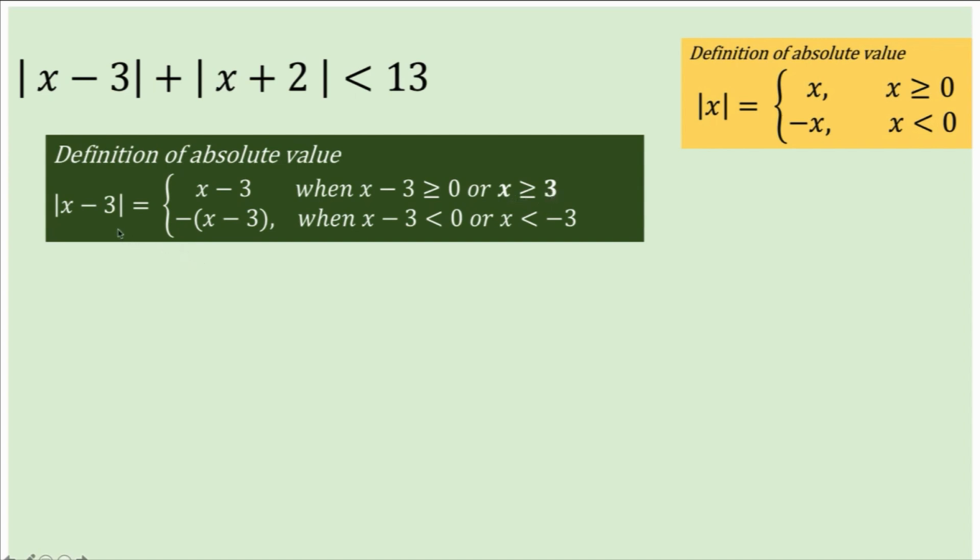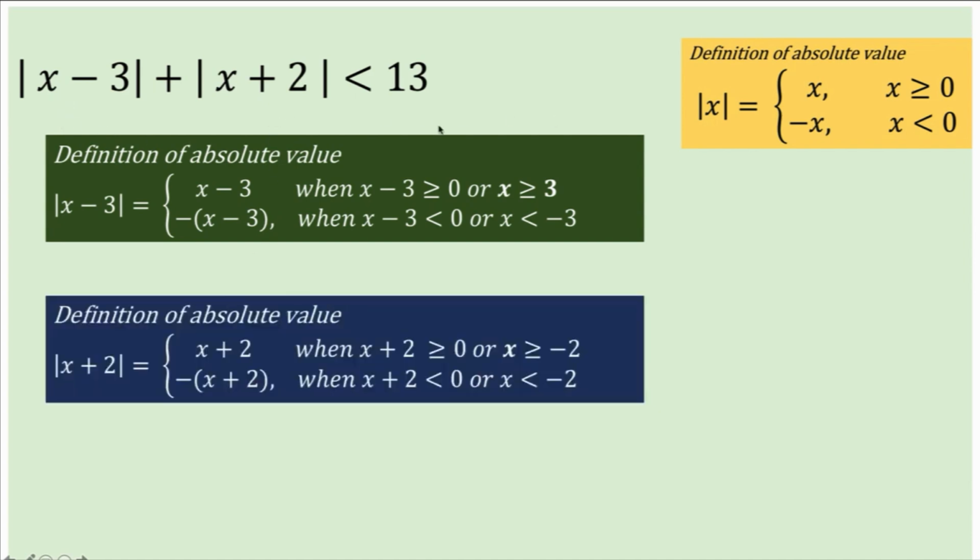The second part of this piecewise definition is when the number inside is negative or less than 0, and this is equal to the negative of whatever is that number inside. So we now have this form, negative of x minus 3, when x minus 3 is less than 0. And simplifying x minus 3 less than 0, we get x less than 3. This is the application of the definition of absolute value to the first absolute value in this double absolute value, which is the absolute value of x minus 3.